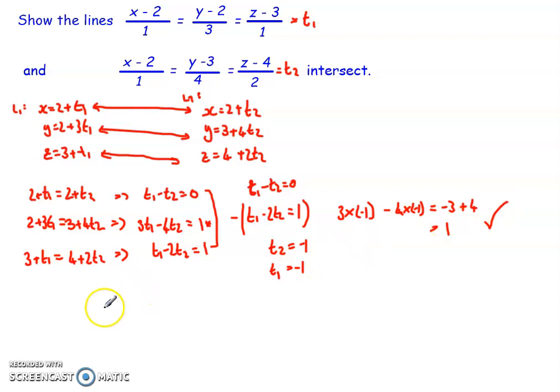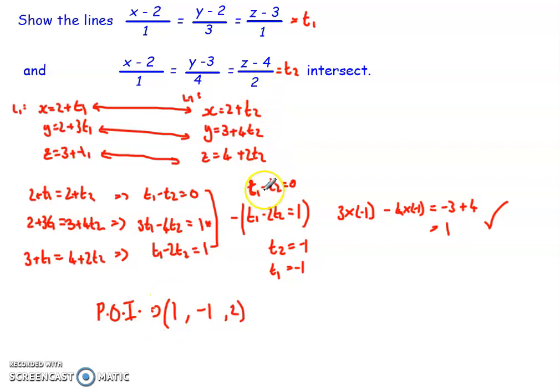If I was to then go on and find my point of intersection, what I could do is take either of these two parametric variables, t1 or t2, and substitute them into the equations here. So if I was to take t1 for example, I'd have 2 minus 1, so I'd get 1. I'd then have 2 minus 3, so I'd get negative 1. And then I'd have 3 minus 1, so I'd get 2 for that.